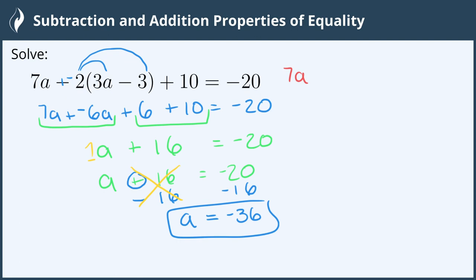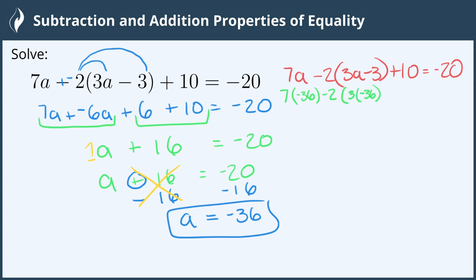Our original equation is 7a minus 2 times 3a minus 3 plus 10 equals negative 20. If we end up with a true statement, then our answer is the correct answer. So we need to substitute negative 36 in for every variable. To do that, we always substitute it in with parentheses where the variable was. This helps to keep all of the signs and operations clear. So we're going to substitute it in here as well, negative 36 minus 3 plus 10 equals negative 20.